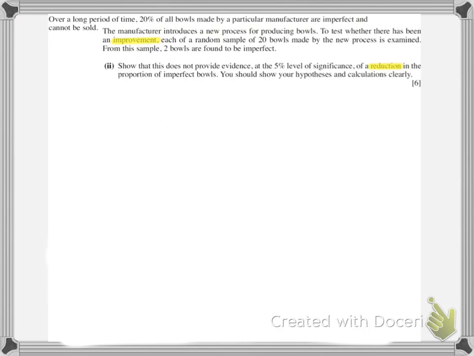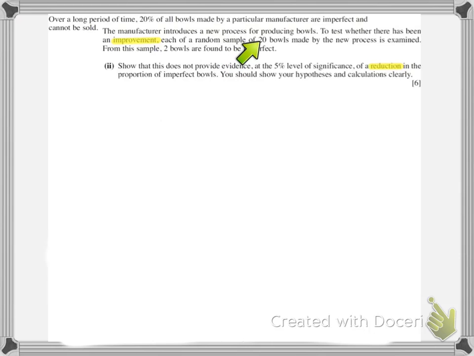So, moving on. The manufacturer introduces a new process for producing bowls. To test whether there's been an improvement, each of a random sample of 20 bowls made by the new process is examined. From this sample, 2 bowls are found to be imperfect. I need to show that this does not provide evidence at the 5% level of significance of a reduction in the proportion of imperfect bowls, and I need to show the hypotheses and calculations clearly. Now, that's a lot of information given in that question. A few things to watch out for.